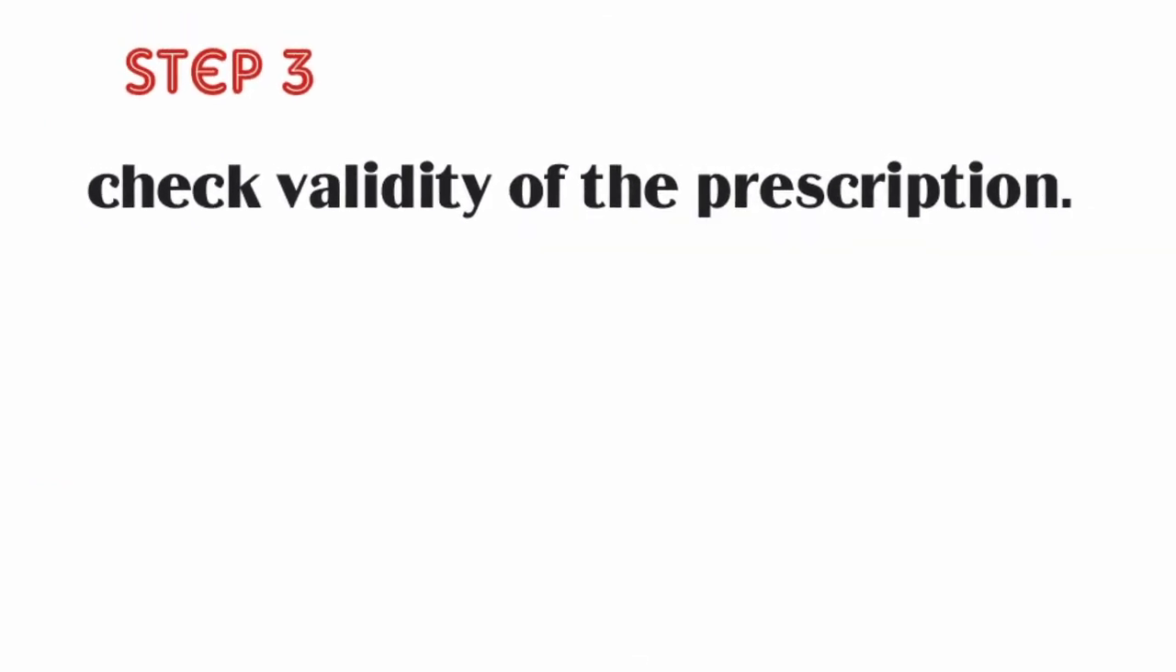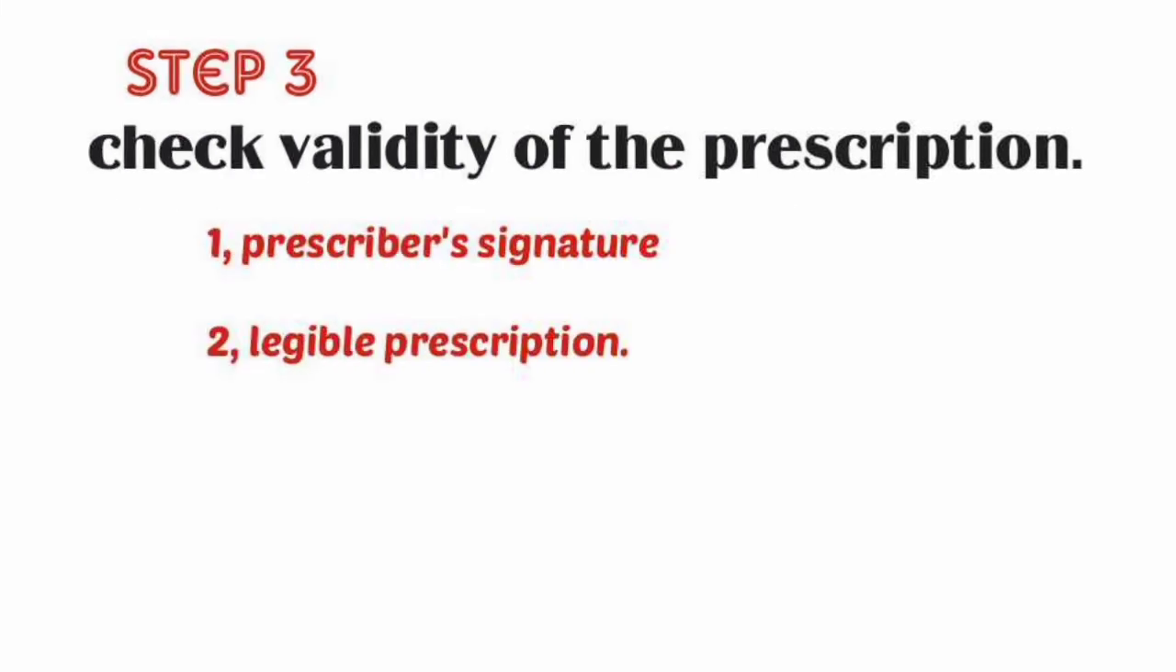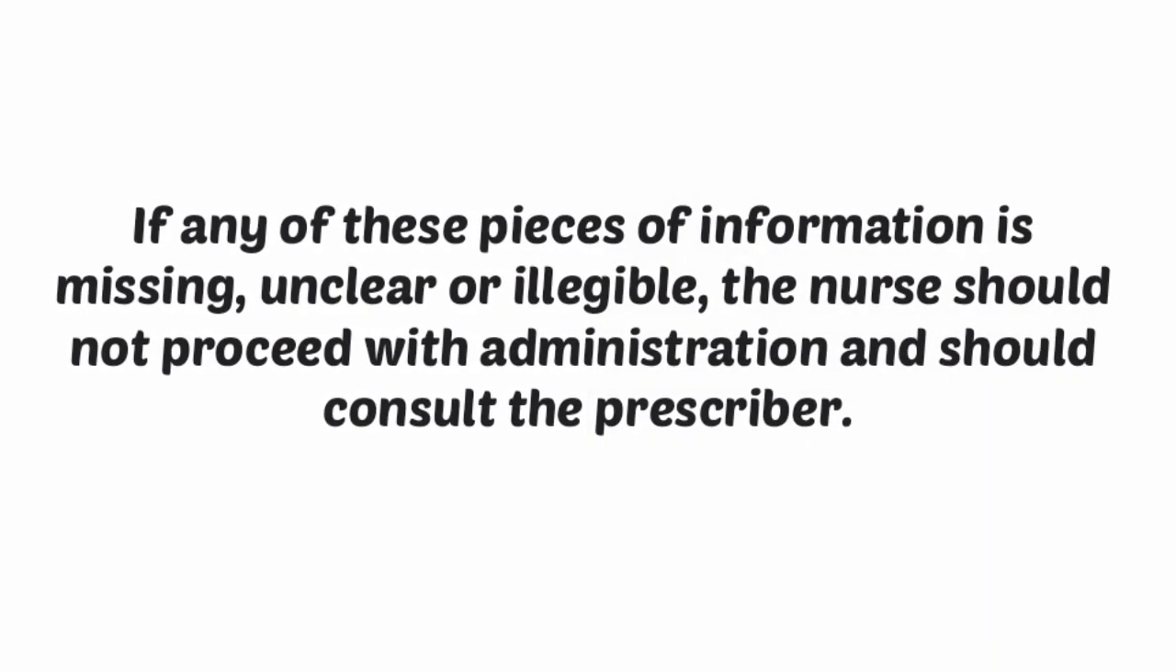Next, you have to check the validity of the prescription. Make sure that the prescriber's signature is present and the prescription is clear and legible. After checking the validity, verbalize that the prescription is valid and I am happy to continue the procedure. If any of these pieces of information is missing or the prescription is unclear or illegible, the nurse should not proceed with administration and should consult the prescriber.